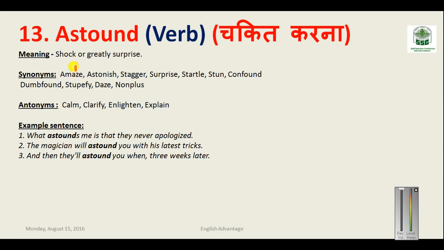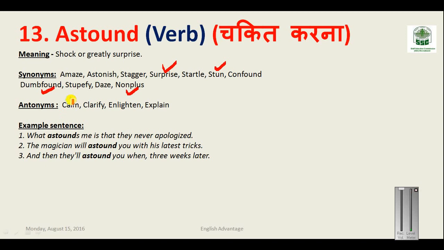Astound means to amaze, astonish, stagger or surprise, a very common word. Stun, I was stunned. Or you can say I was petrified. I couldn't say anything. I was petrified. Okay. Stupefy. Dumbfound. Very common words. And the most important word in this whole series is nonplus. Very important word. Nonplus. I was nonplussed. I couldn't speak anything. I was speechless because I was stupefied. I was completely amazed.